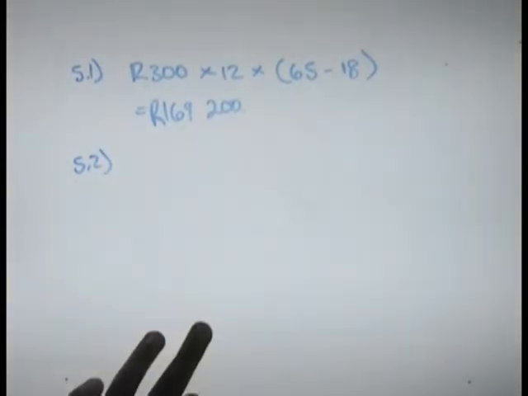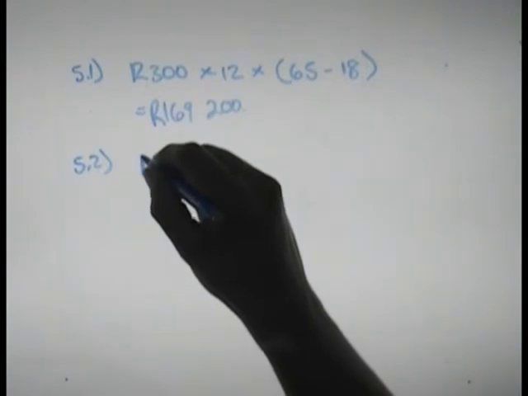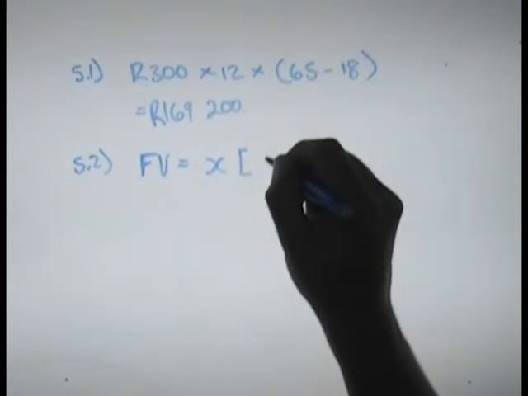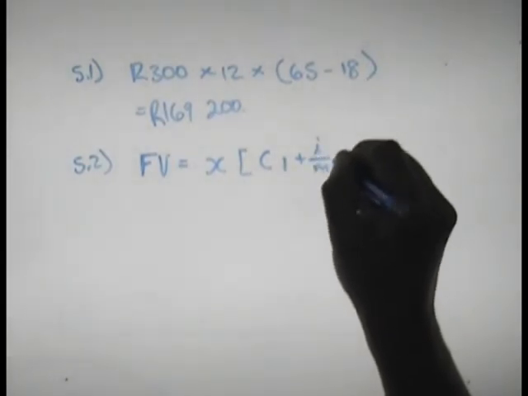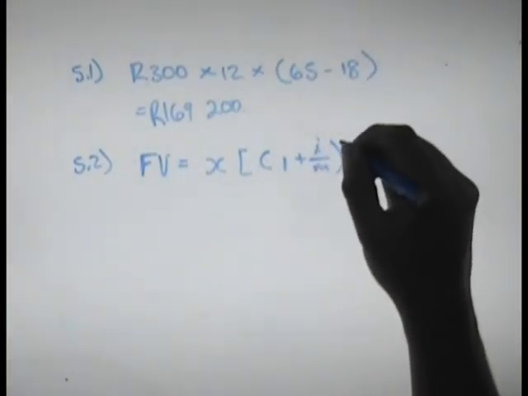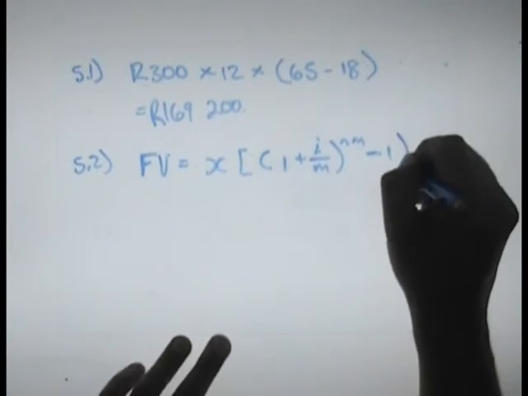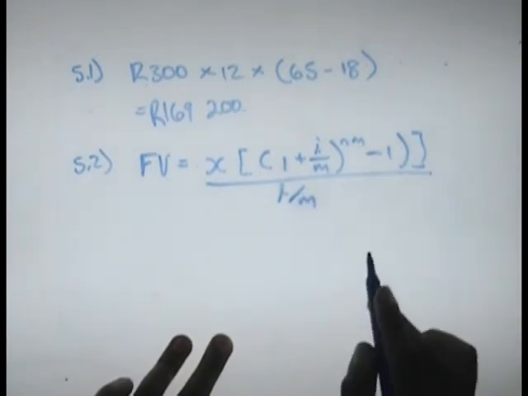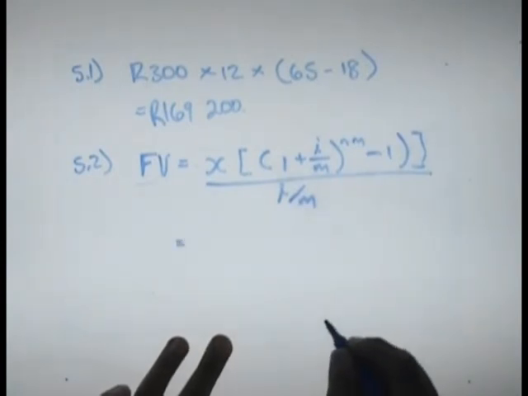5.2, which reads, how much will you receive when you turn 65? It's an annuity, so we are going to be using the formula future value is equal to X, which is your monthly input, multiplied by 1 plus our interest rate over M, compounded 12 times a year because it's an annuity that you pay into monthly, to the power nm, minus 1. All of that divided by I over M. We don't need to manipulate this formula because we are looking for future value. It's already the subject of the formula.